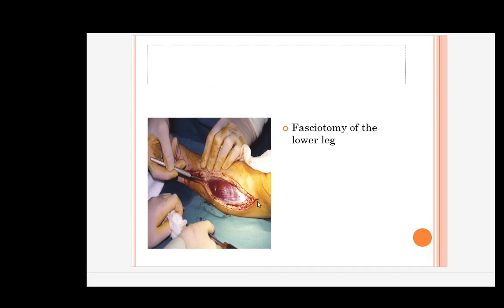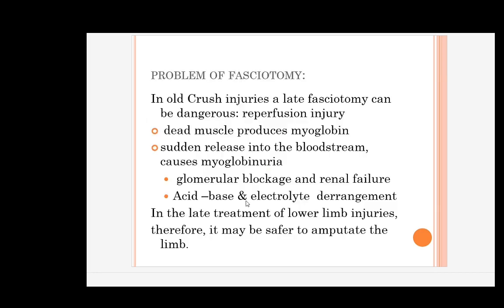Here you can see the skin, you can see the subcutaneous tissue, and just over the muscle is basically the deep fascia, which is forming an envelope or a compartment of the muscle. Once that is done, the compartmental pressure comes down, and once the compartmental pressure comes down, the distal flow of blood happens, and also the blood returns, and that is how viability is maintained.